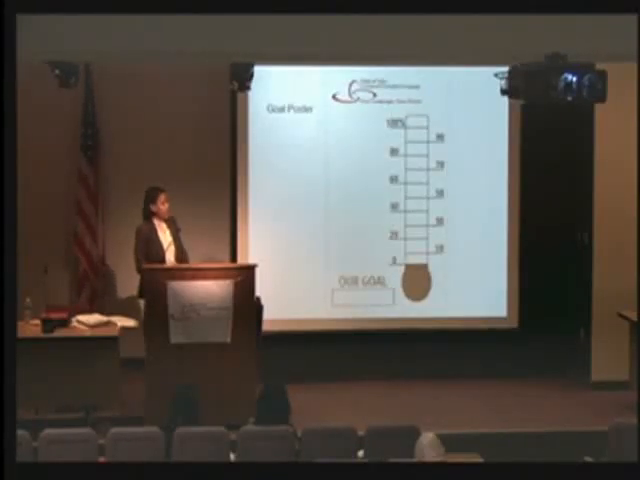This is your thermometer poster. As the coordinator, you're responsible for keeping this updated. So your goal, you would put that there. Again, these posters go in common areas and break rooms. You would put your goal, and if your goal is $1,000 and you're at $500, you're responsible for making sure that's filled up to 50%. You want to make sure that everyone in the agency is kept abreast of where you are in terms of reaching your goal.